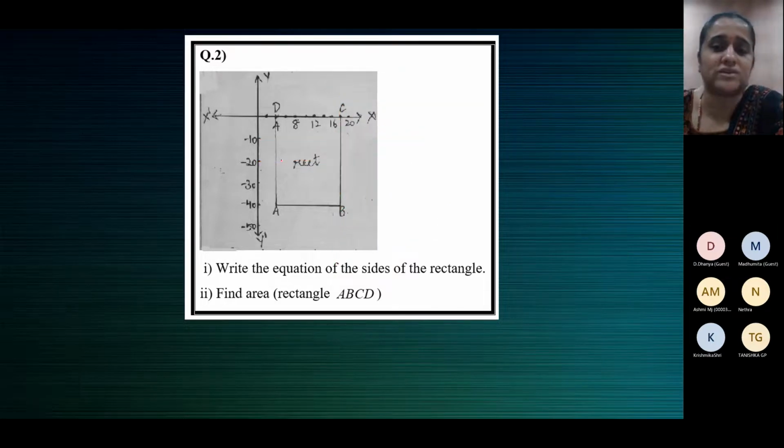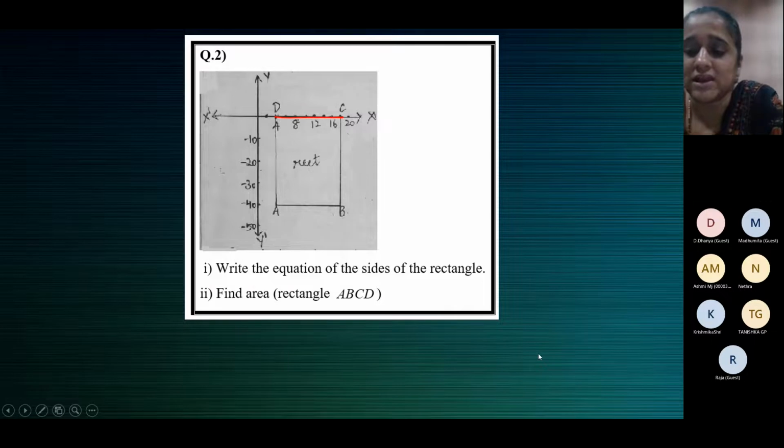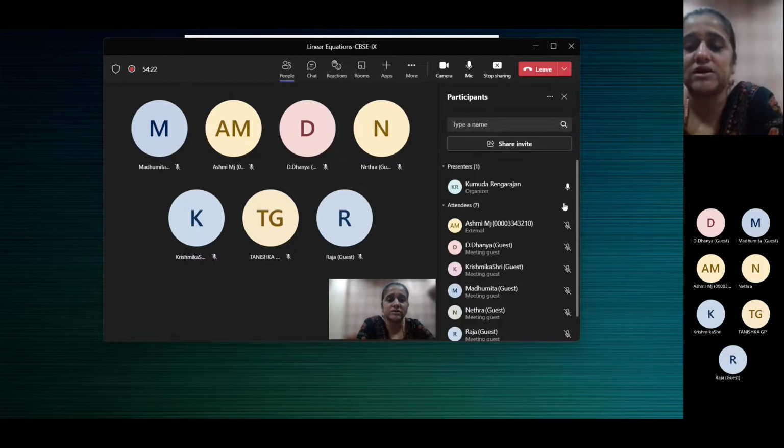What is the equation of the side CD? One second, don't answer. Let me ask somebody. CD, Netra, what is the equation of the side CD?